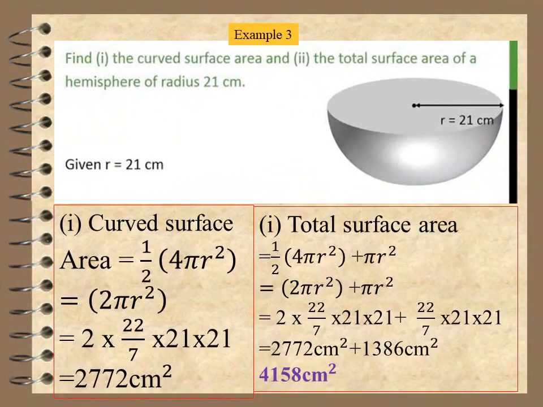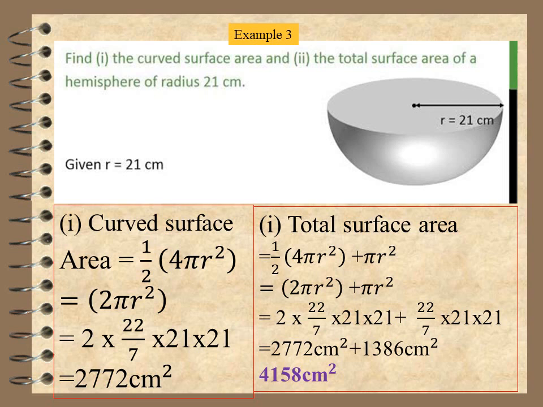Let us now look at the surface area of a hemisphere. A hemisphere is half of a sphere. You are told to find, number one, the curved surface area of this diagram, whose radius is 21. And number two, the total surface area of the hemisphere. Now in Roman 1, the curved surface area is a half times 4 pi r squared, which when you simplify, the curved surface area of this hemisphere will be 2 pi r squared.